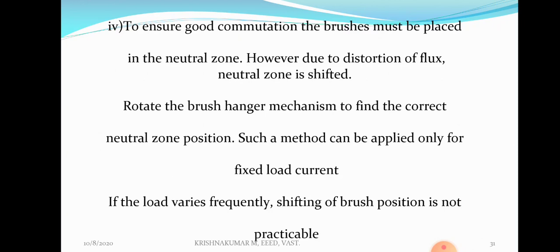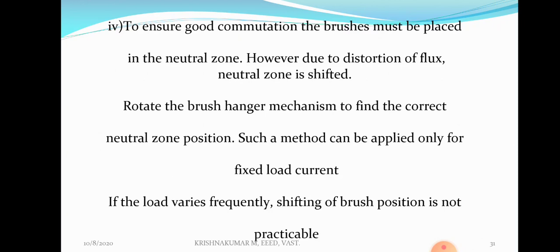And what about the last method? Because of the cross-magnetizing effect, sparking takes place at the brushes. So please look at the slide. To ensure good commutation, brushes must be placed in the neutral zone. Neutral zone means the magnetically neutral axis.